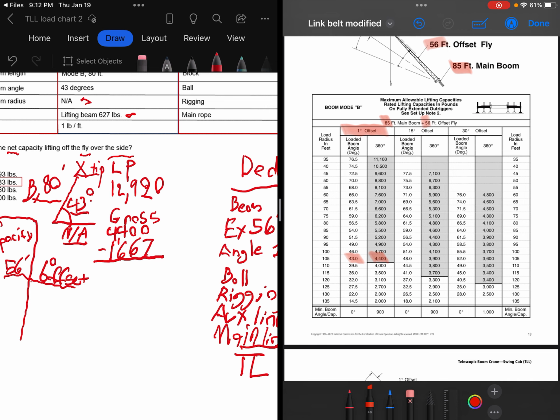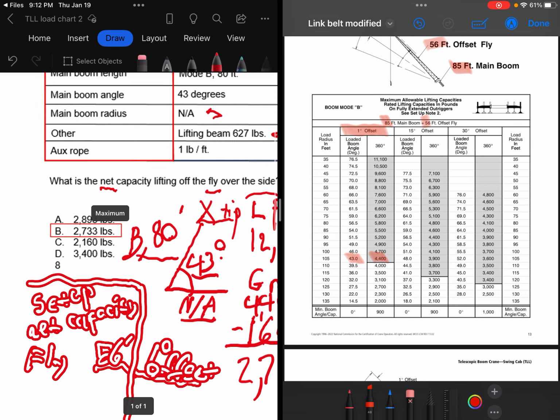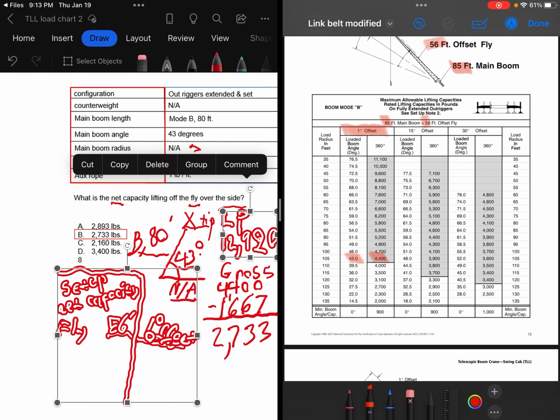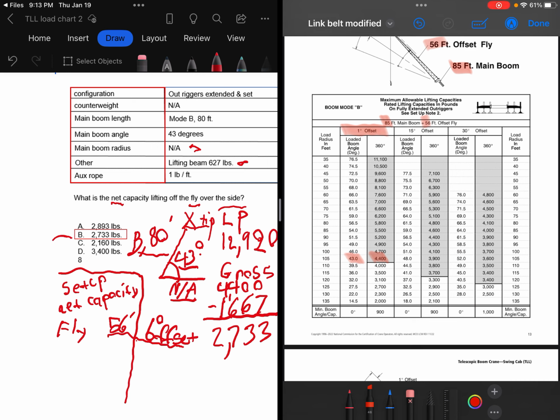Now we're going to put it up here, 1,667 pounds. Now we're going to subtract. We're going to take 4,400 pounds, subtract 1,667, and that's going to equal 2,733, which consequently is our answer. Answer B, 2,733 pounds.